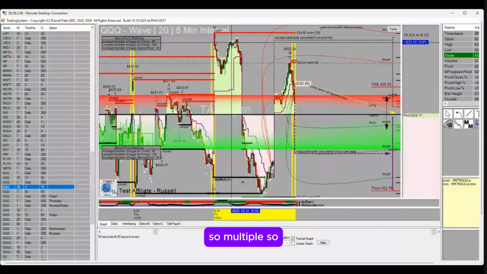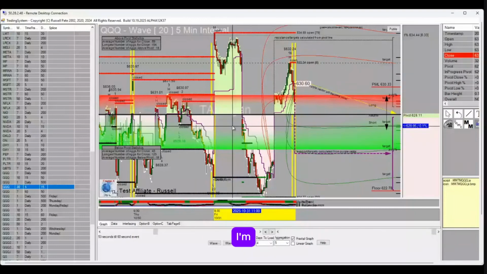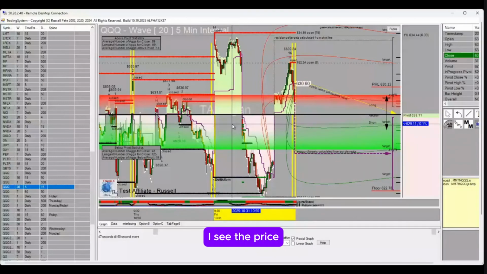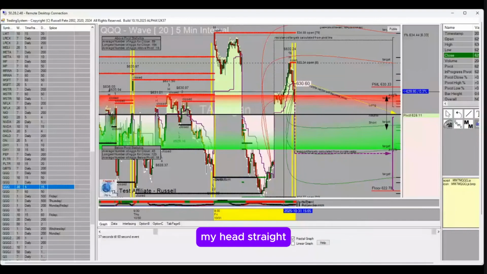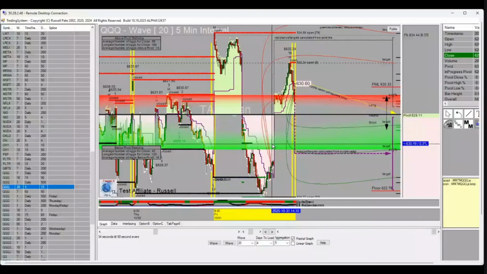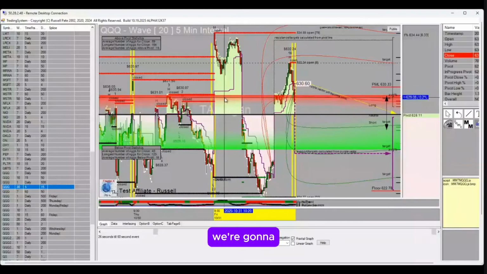So when you're trading like me, and I'm looking at wave 20, 5-minute interval, for example, I see the price cycling above and below the pivot line at least once, twice, or 3 times a day. That sets my head straight. So I'm like, okay, I'm above the pivot. Great. I know sometime during the day, I don't know when, but we're going to price cycle beneath the pivot line.